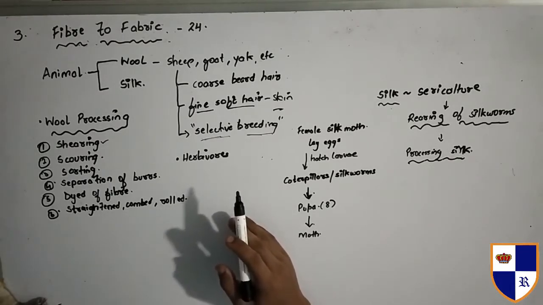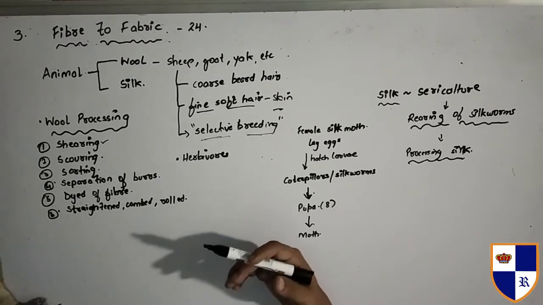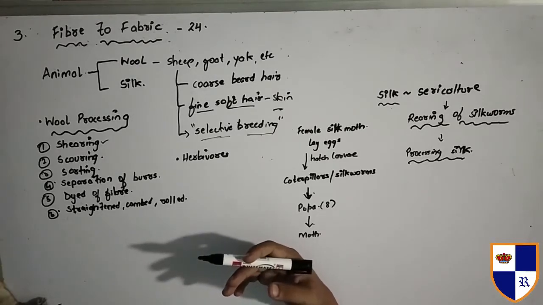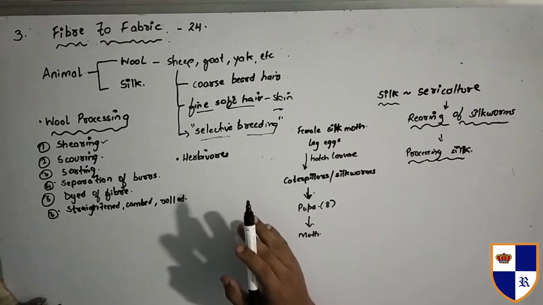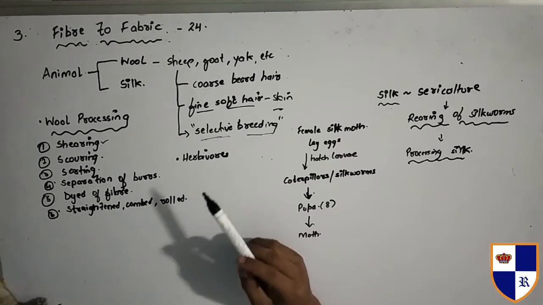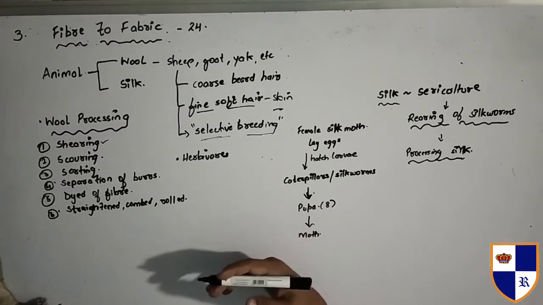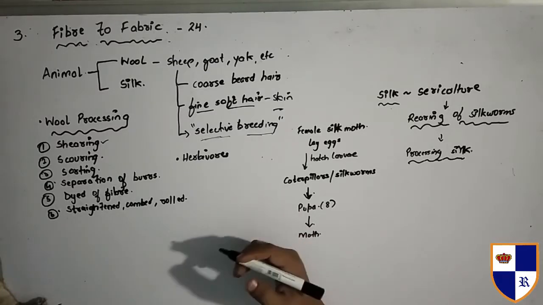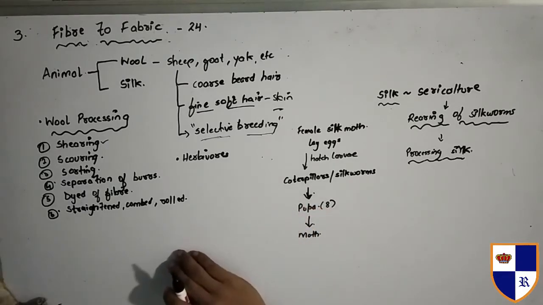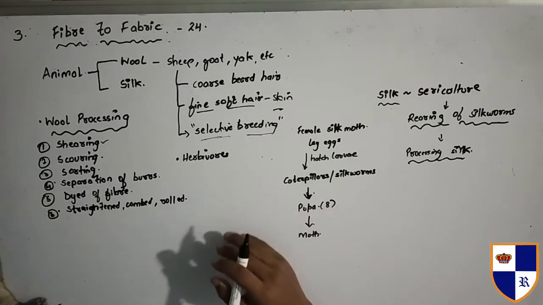Shearing is the process in which the fleece, or you can say the hair of the sheep, is removed from the body of the animal. Like I said before, in order to remove it, they use a machine, similar to those used by barbers and all.